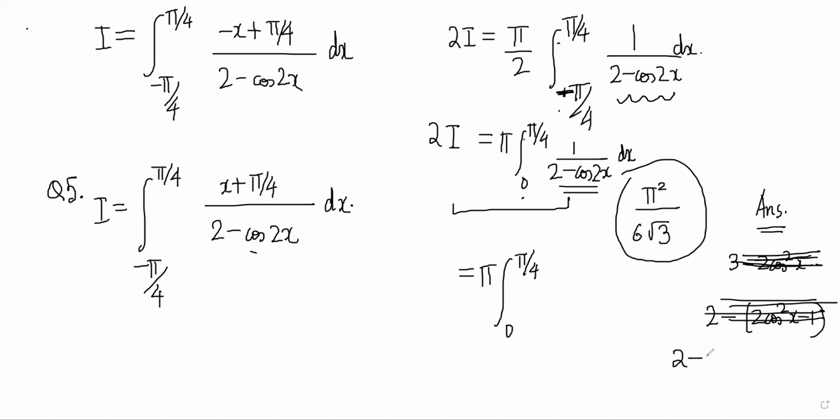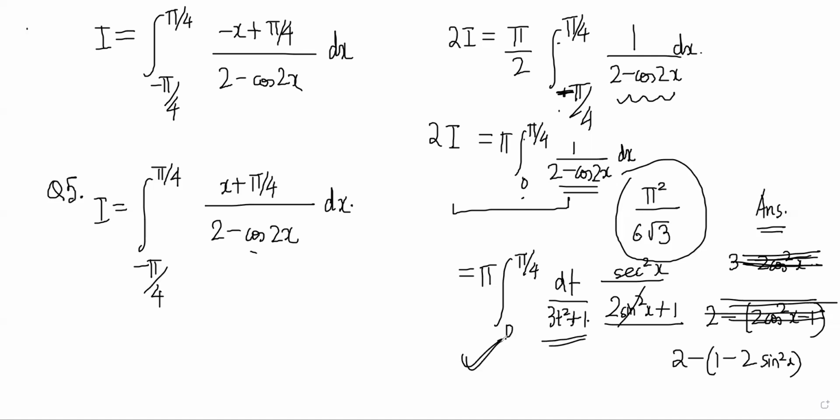So 2 minus 1 minus 2 sine square x, right? So this will become 2 sine square x plus 1, right? Yes, sir. 2 sine square x plus 1. And now divide by cos square x up and down, right? You will get sec square x and here tan square x plus 1, right? Yes, sir. After that, it's just a simple matter. It will come like dt by 3t square plus 1 and stuff like that. You should be able to calculate it correctly.